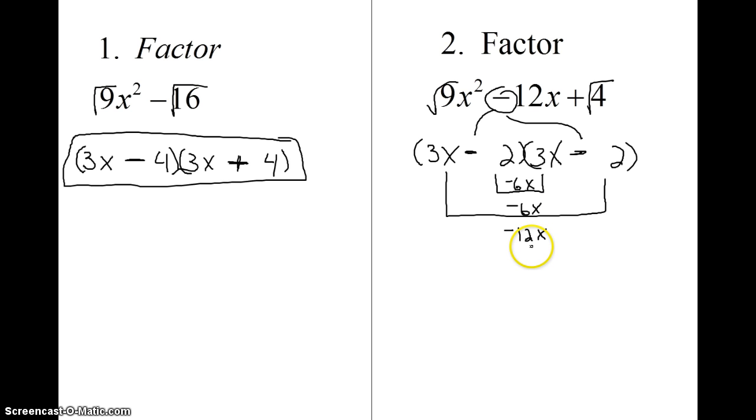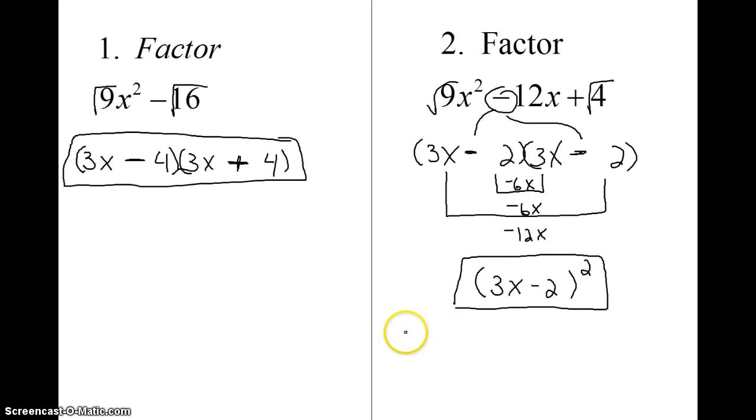Now, one more step when you have a perfect square trinomial. If you notice the binomials, the parentheses, they are equal: 3x minus 2, 3x minus 2. So when that happens, you can write your answer as a binomial squared, because you have two equal parentheses, and the parentheses are 3x minus 2. So we have a binomial squared.